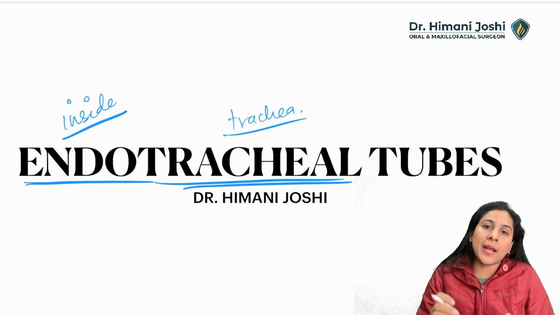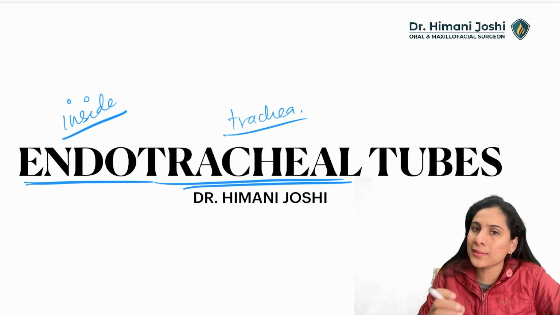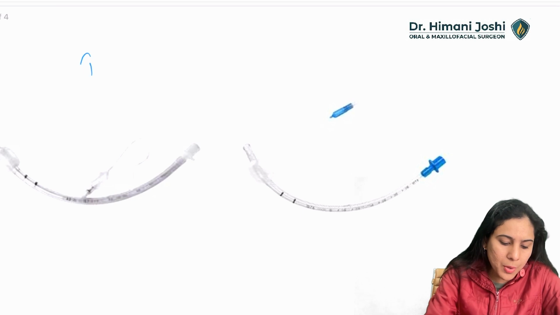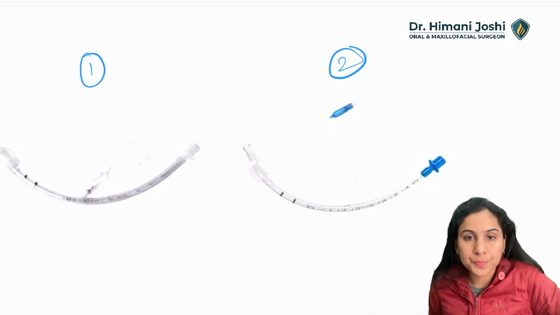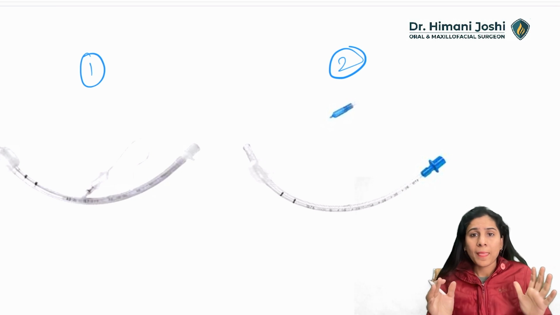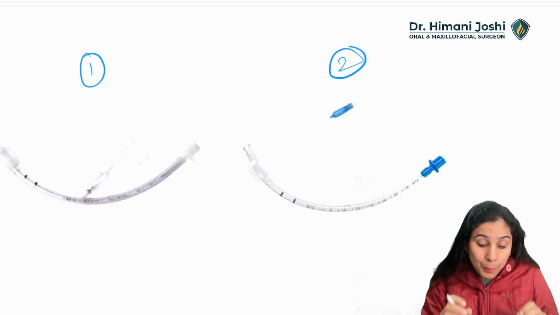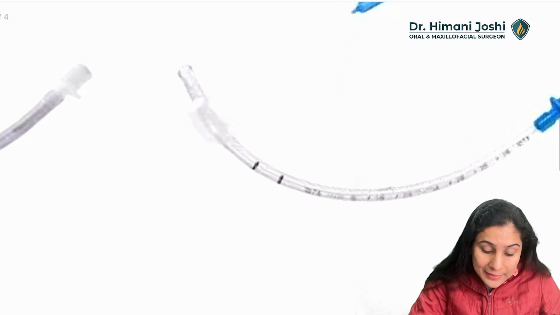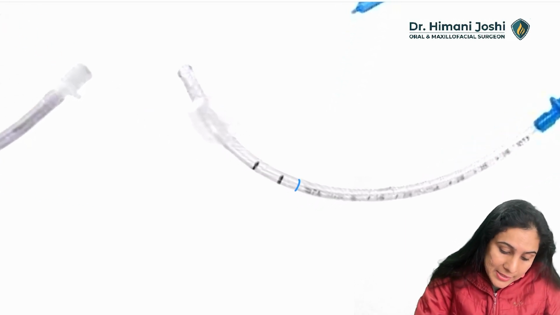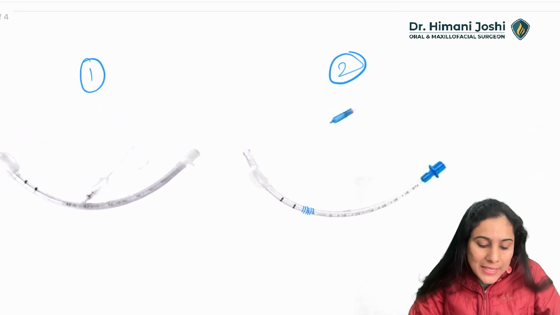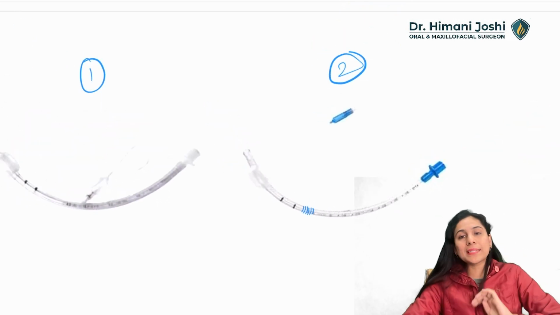So endotracheal tube, any tube which is in the trachea. Now very simply, if I tell you this is tube number 1 and this is tube number 2, what is the difference between these tubes? Okay, it is difficult to say, right? But when I zoom them, I will see that this tube has some metal rings in it. Okay, now what is the advantage? Very simply, I'll give you one example.